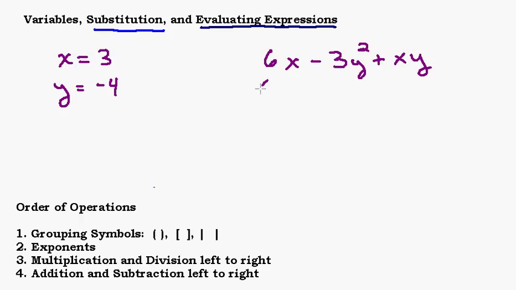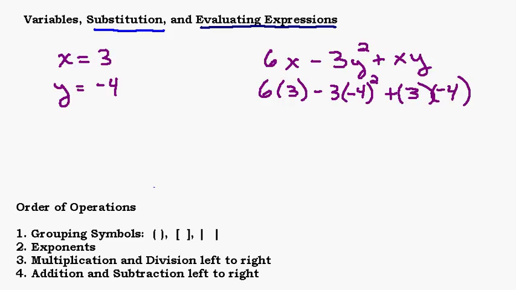So I'm going to write 6 times x, and my value of x is 3, minus 3 times y squared. Y squared, let's see, what's y? Y is negative 4, so I'm going to put a negative 4 there, plus x times y. Notice I'm putting the parentheses in because I'm substituting numbers in, and so I have to have something that tells me I'm multiplying. So x is 3 and y is -4. So that's your first step, the substitution.